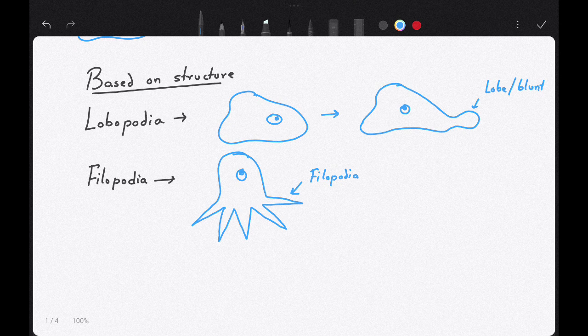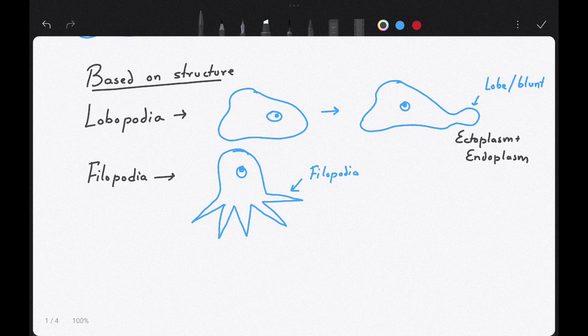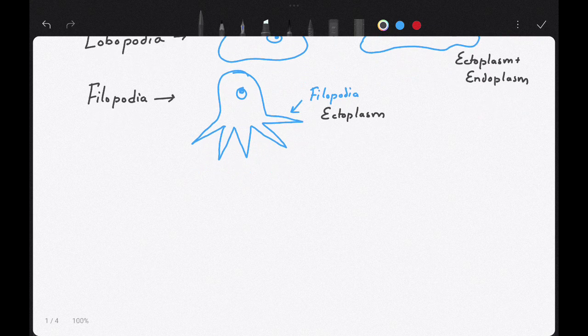Now you have to understand that lobopodia is formed by both ectoplasm and endoplasm, but filopodia is formed by only ectoplasm. Now the third is reticulopodia.